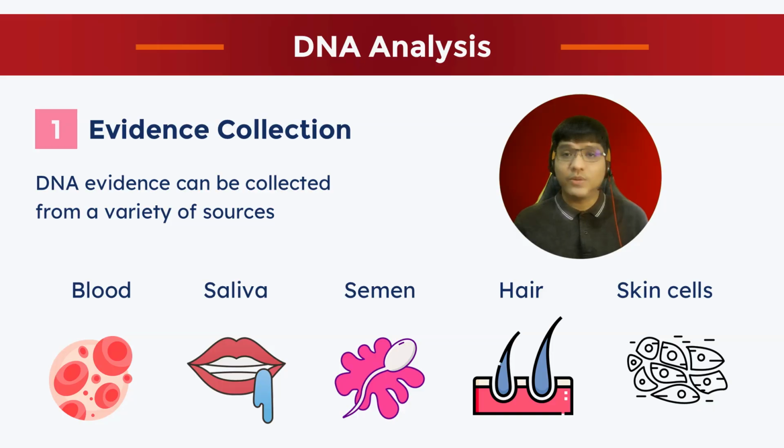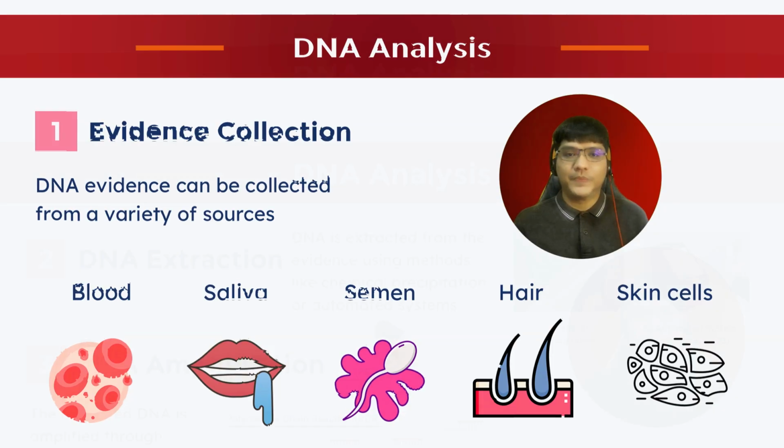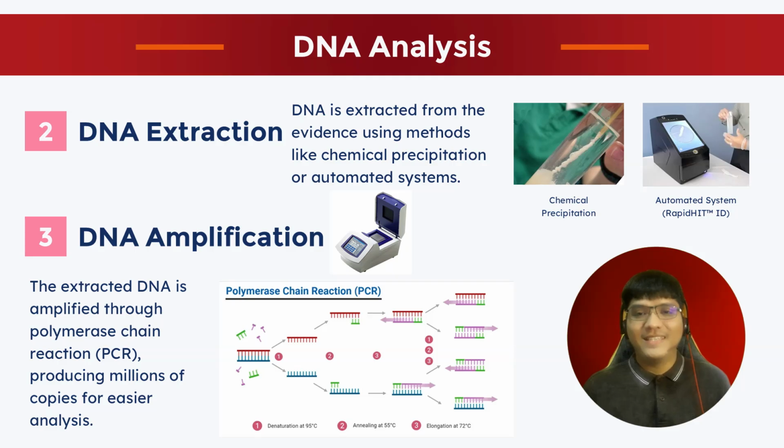DNA can stick to everyday surfaces. Once collected, DNA is extracted using chemicals or automated instruments. After that, we use a process called PCR, or polymerase chain reaction, which allows us to make millions of copies of the DNA. Why? Because even a tiny sample of DNA needs to be multiplied for analysis.